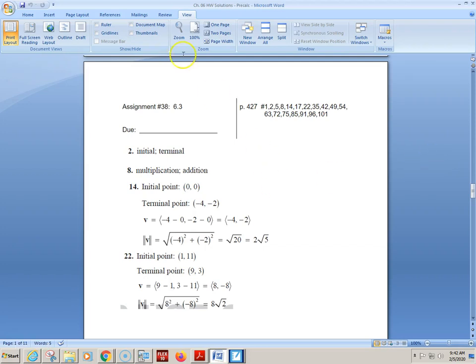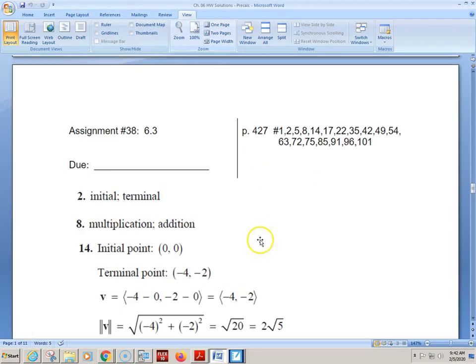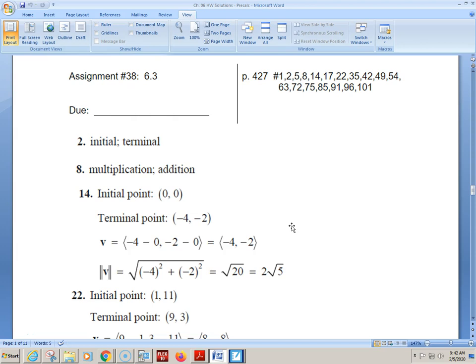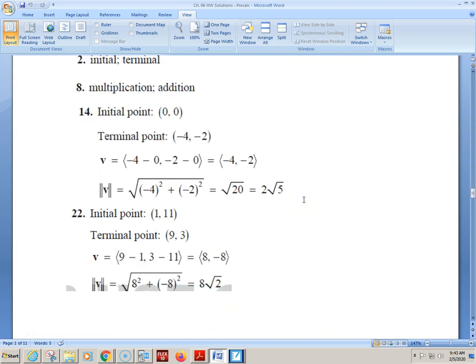Number 2 and number 8, we're okay? So whoever said yesterday what was number 1, maybe it wasn't that bad. Okay, number 14, you need to define the components and the magnitude. Are we okay with the terminal subtracting the initial to get the component for horizontal and vertical? That's okay.